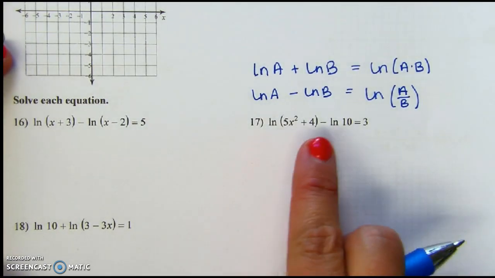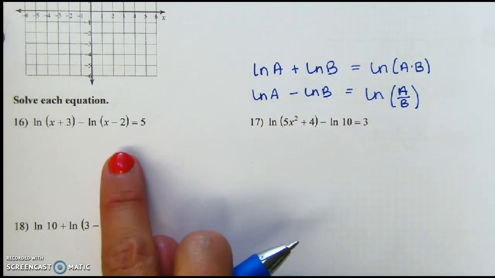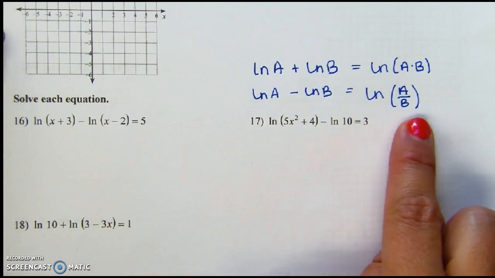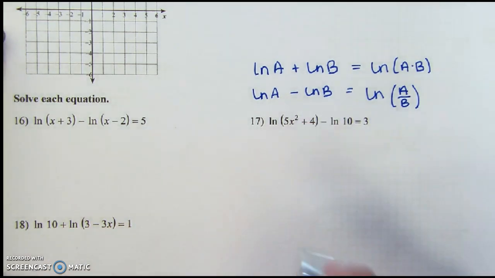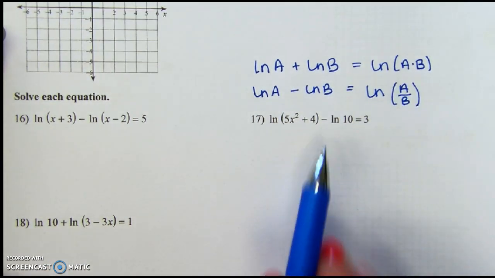Step 1 is that we have 2 logarithms and we need to combine them into 1. So on 16, it'll be division. On 17, division. But on 18, you see the plus sign. So what's it going to be? If you have a plus sign, we're going to multiply. So I'm going to go over 17.